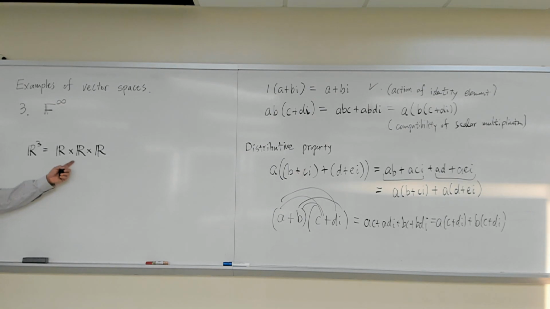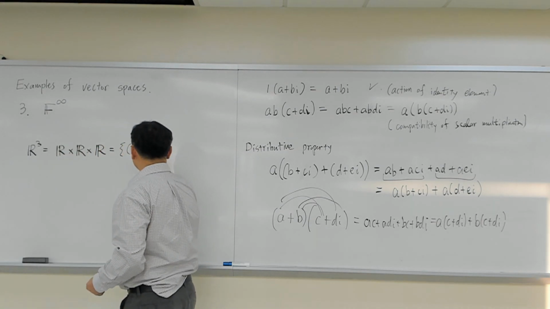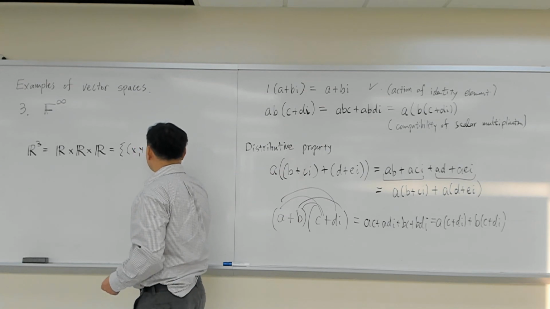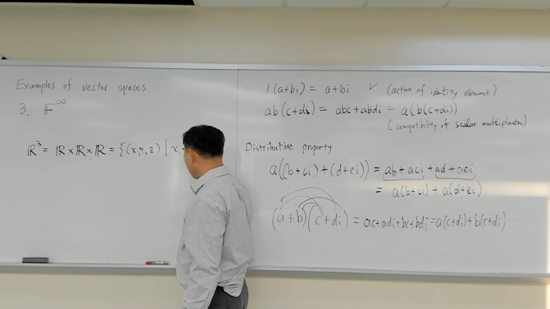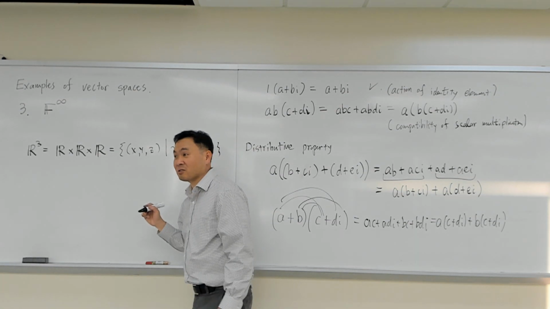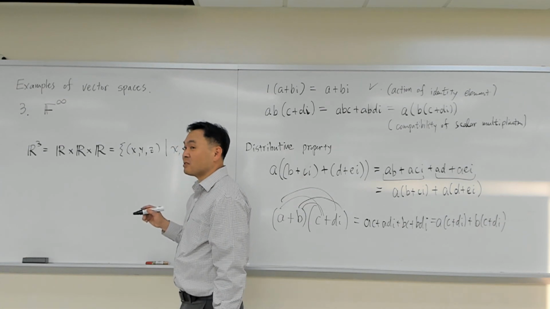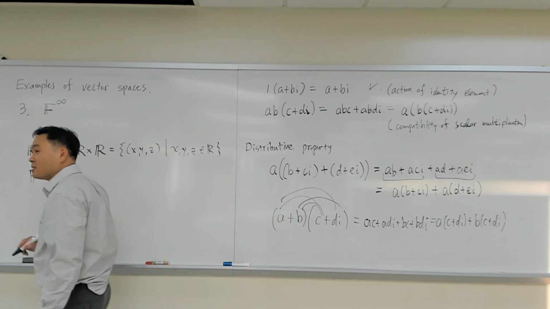And this is a set theoretical notation of a collection of tuples made from each of these elements. So this means you have x, y, z, a tuple of three things, where each one of these are from R. That's what that means, okay? So knowing this, what would F infinity mean?